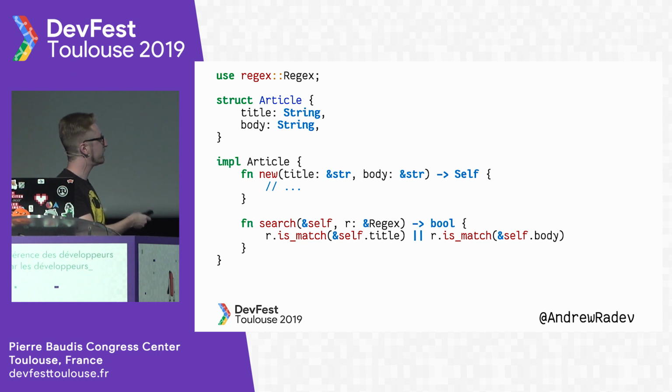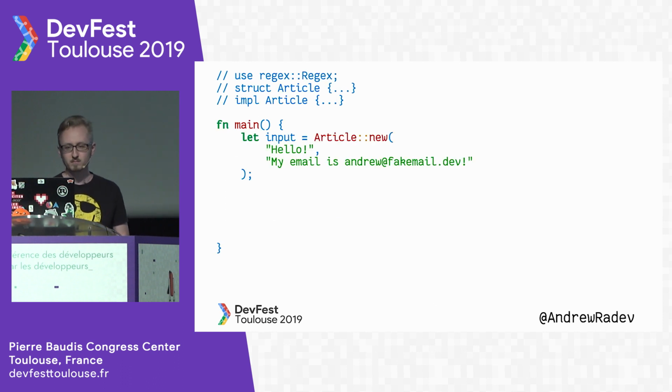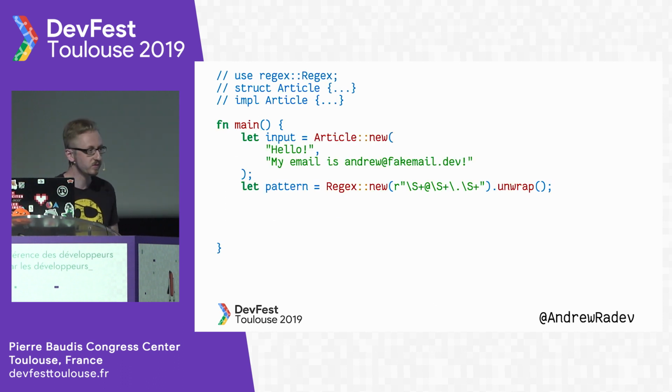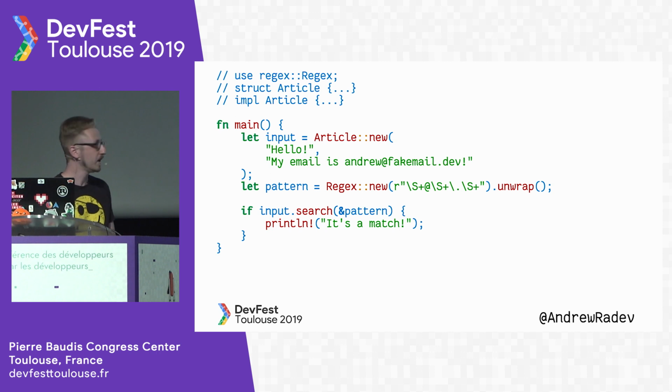It's easy to implement this. Just search the title, search the body, and return a boolean. Right? That's fine. I can write this. I can use this. I can check if my article has an email in it with this email regex. Yeah, we've got an email. That's fine. Cool. The thing is, at some point, I would also like to get the actual match.